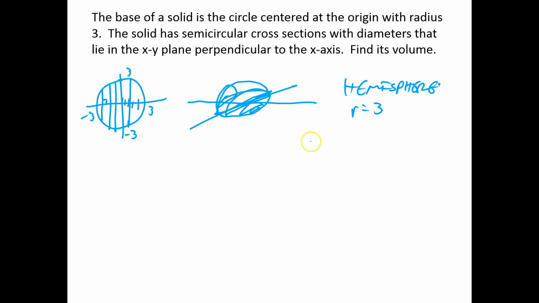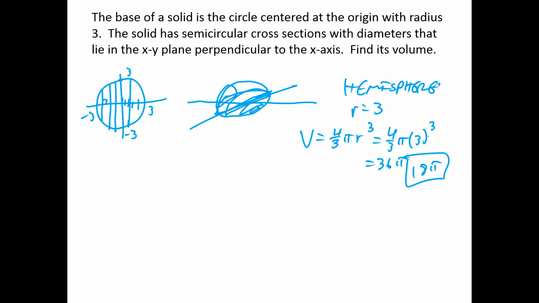But the volume of a sphere is 4/3 pi r cubed. If we plug in our values here, the hemisphere is going to be only half of that. So 4/3 pi times our radius of 3 cubed. That's 27, divided by 3 is 9, times 4 is 36 pi. So when we do this with calculus, we should get 18 pi, because it's a hemisphere. It's only the top half of the sphere.